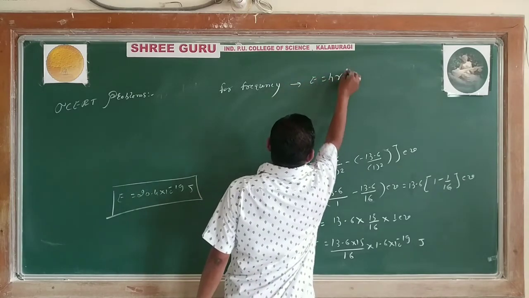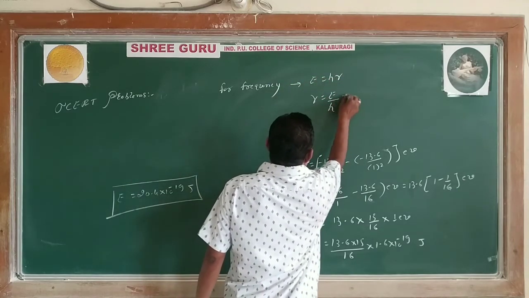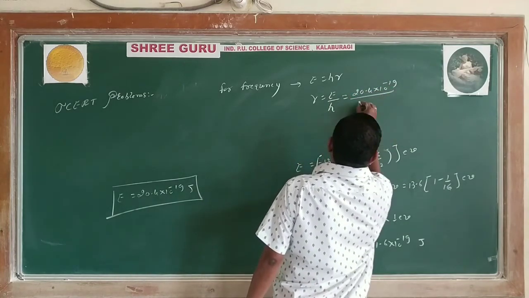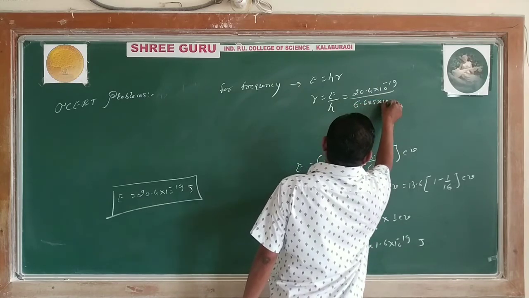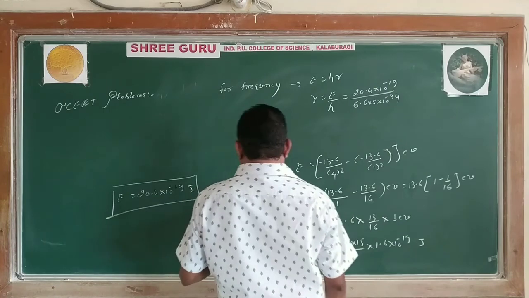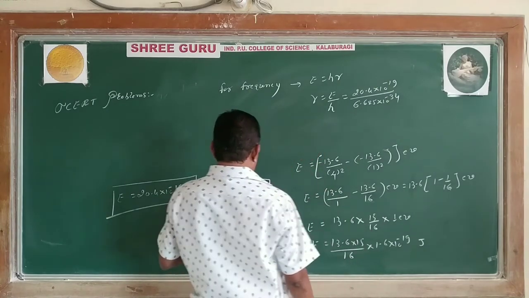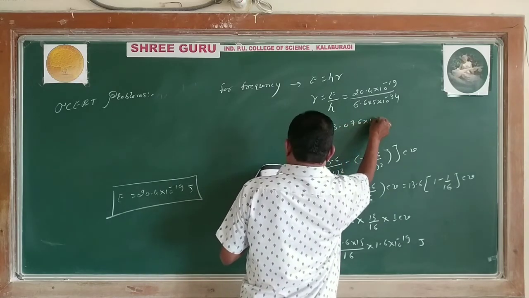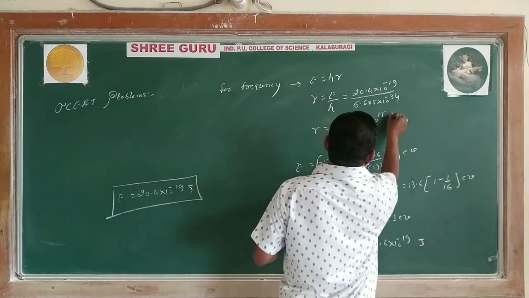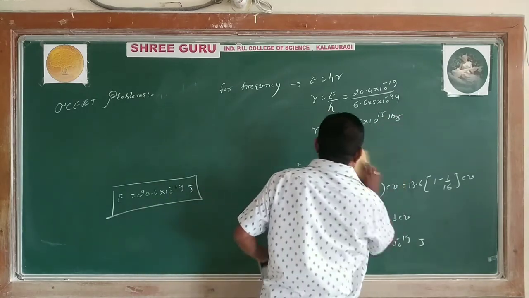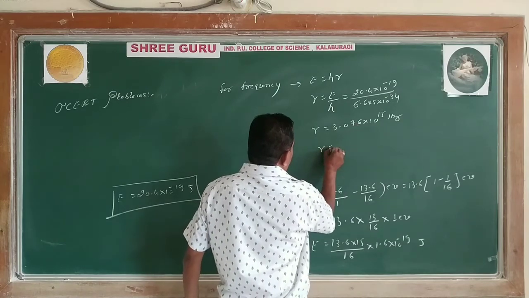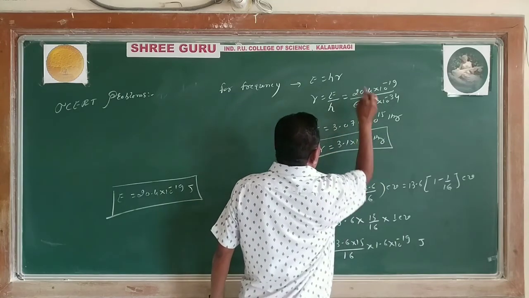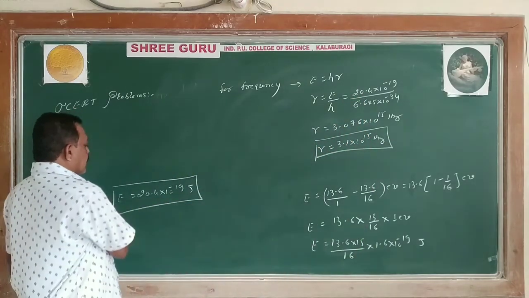E equals h nu. Nu equals E by h. What is E? 20.4 into 10 to the power of minus 19. h equals 6.625 into 10 to the power of minus 34. By doing the necessary cancellation, we get nu equals 3.076 into 10 to the power of 15 hertz. अब ग्रेटर देन 5 है, एड 1 टू द प्रीवियस. इसको ऐसा भी लिख सकते हैं. कैलकुलेटर है, आराम से डिवाइड कर सकते हैं. राइट? दिस इज आवर फ्रीक्वेंसी.